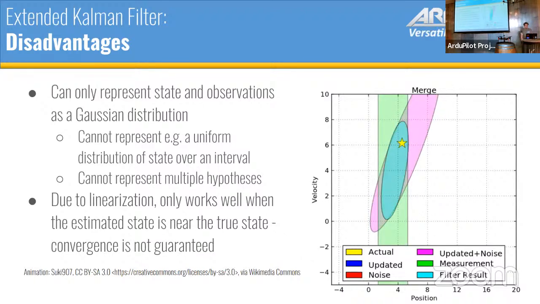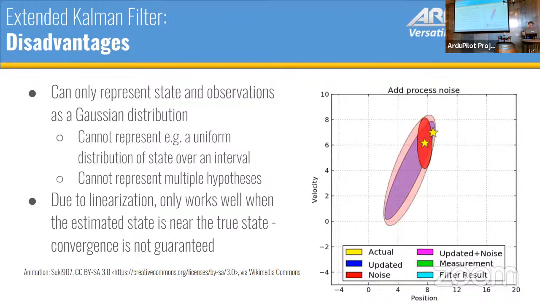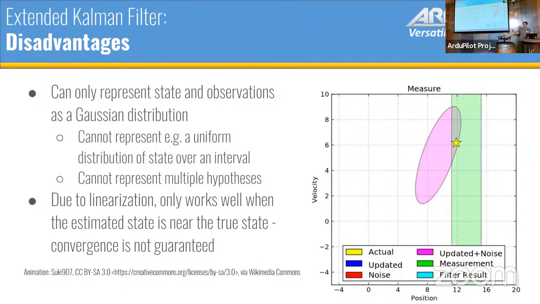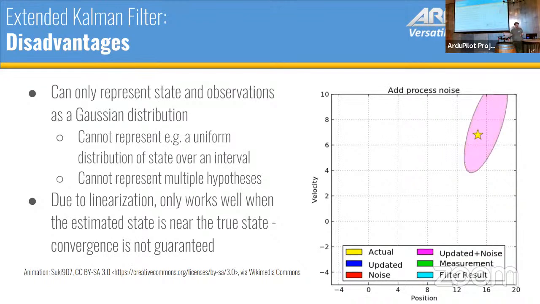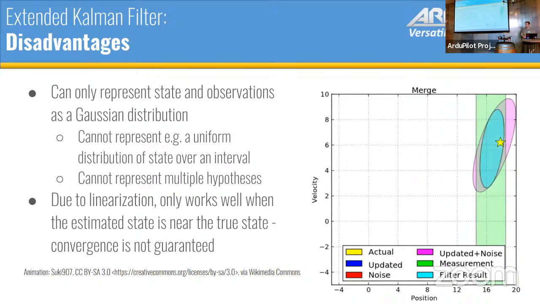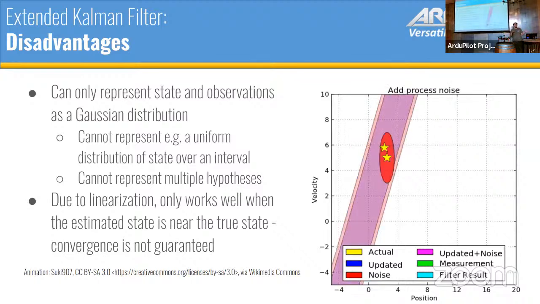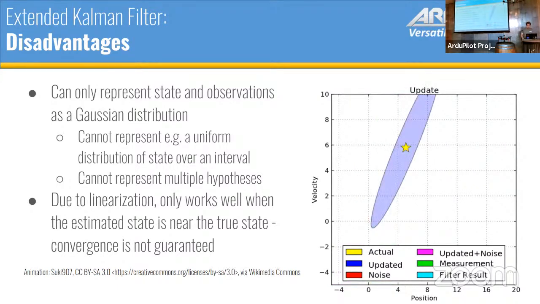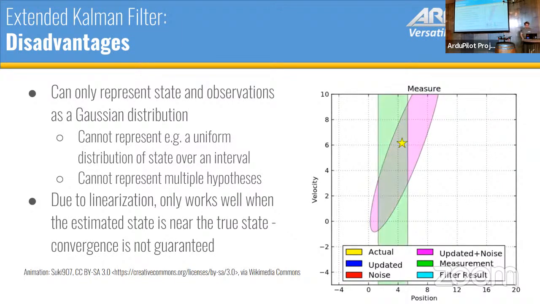The disadvantages of the extended Kalman filter are that it can only represent state and observations as a Gaussian distribution. So if you wanted to, say, have a uniform distribution of state over an interval, for example, a uniform distribution of heading over 360 degrees, you can't do that with an extended Kalman filter. And then it also can only have kind of one hypothesis. It's an extension of that. You can't have an extended Kalman filter that thinks, I could have this state or this state, right? You only get one guess. Yeah, you only get one guess.